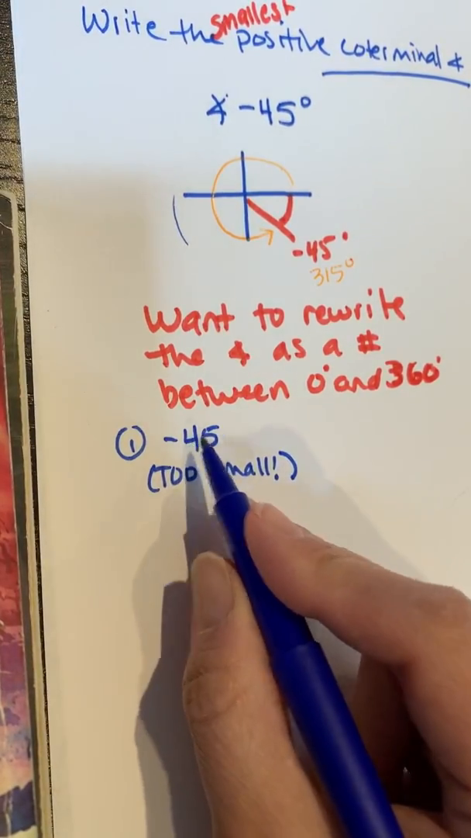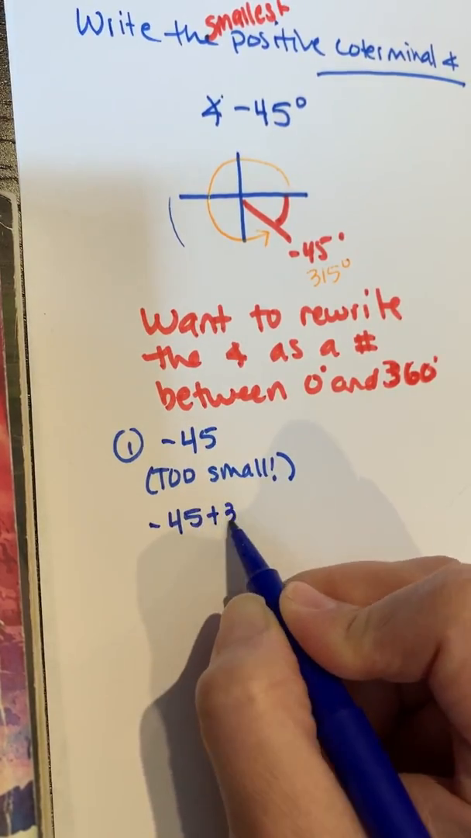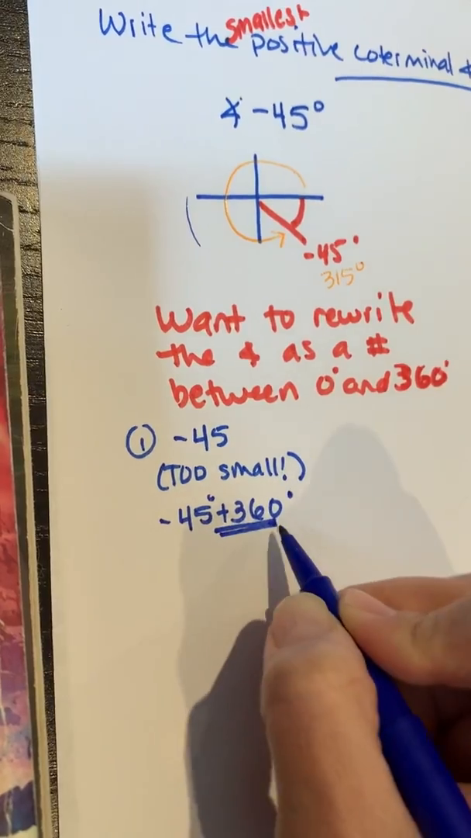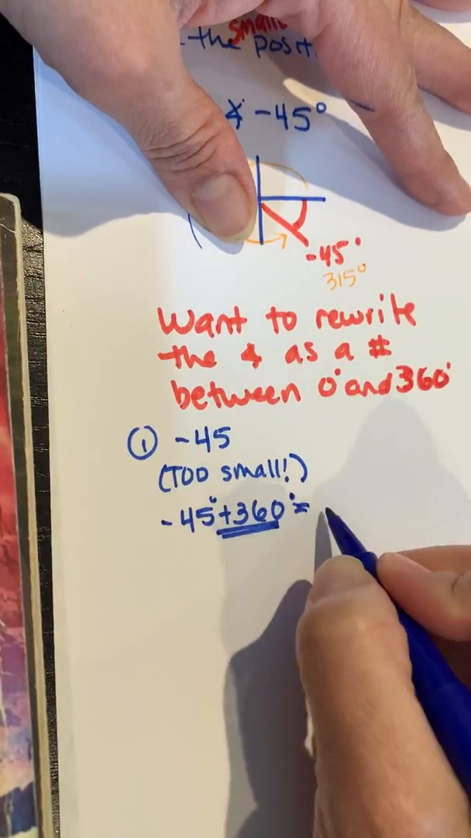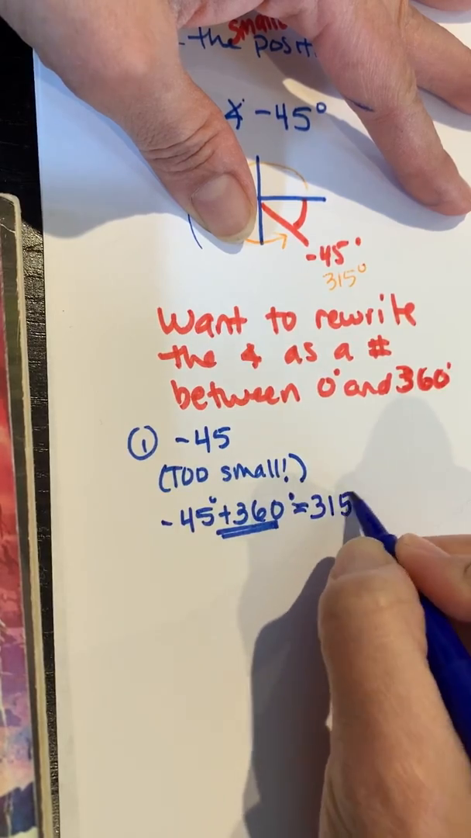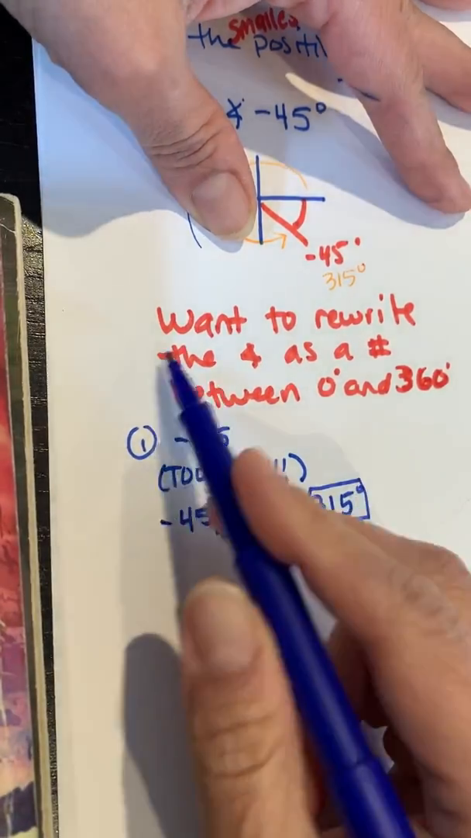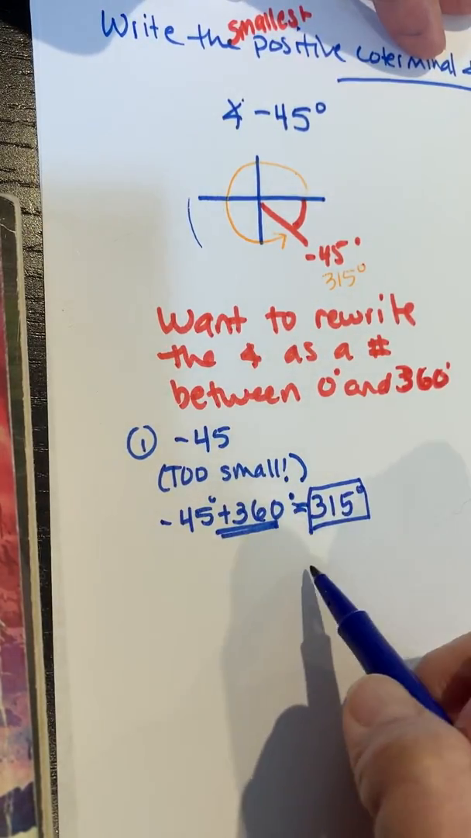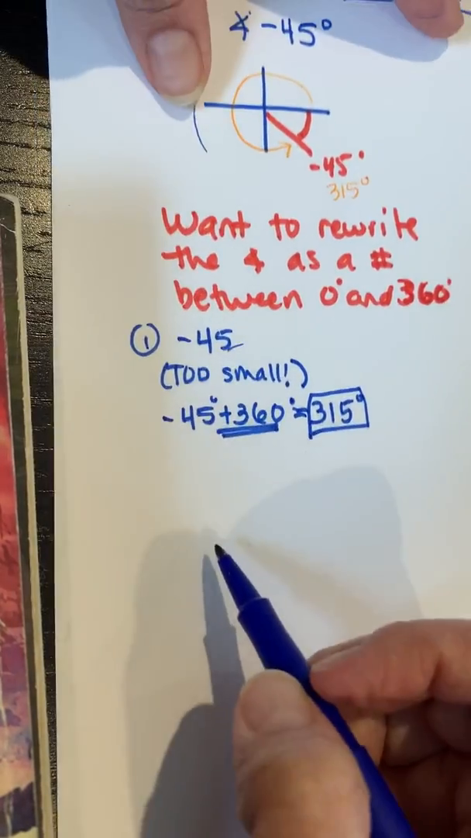From that negative 45, you say it's too small, so I take negative 45, and I go, hey, add 360 to that. That's what you do. You add 360 because it was too small. And if you do that in your calculator, you will get 315 degrees. And that's your answer. You want to rewrite this, so negative 45 is the same as 315. I'm going to give you a few more.